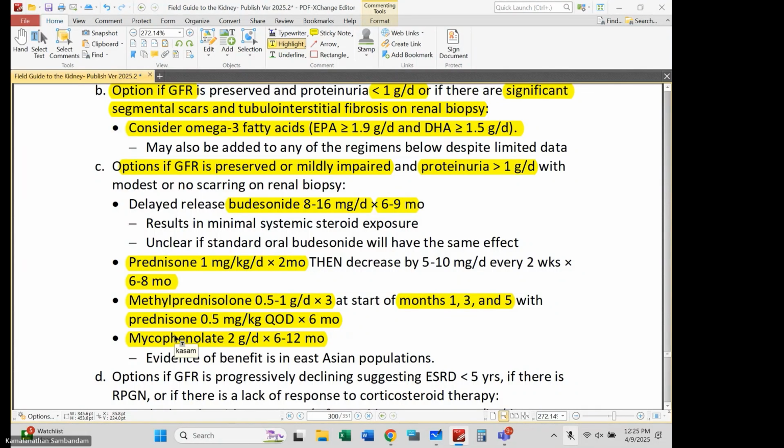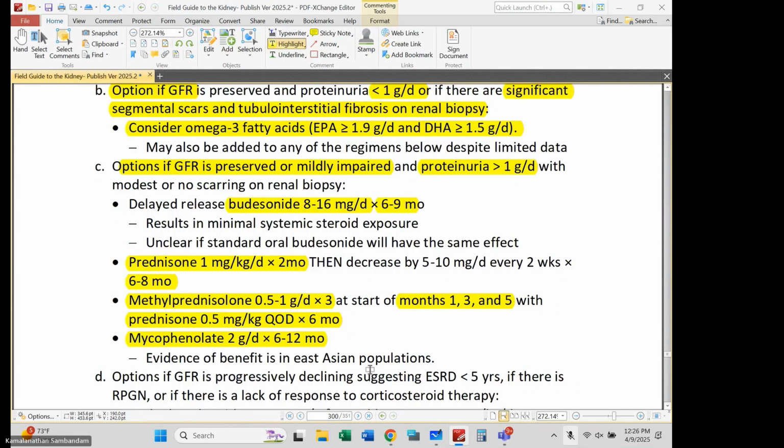Okay, so with the caveat that the trials outside of East Asian populations were negative, they were all small. The biggest trial was done, recently published in China, and was a positive study. So now, I used to have to include mycophenolate as just a Hail Mary, as non-randomized controlled trial data supports this, but now there is a randomized controlled trial that supports it. But again, it's limited to East Asian populations.